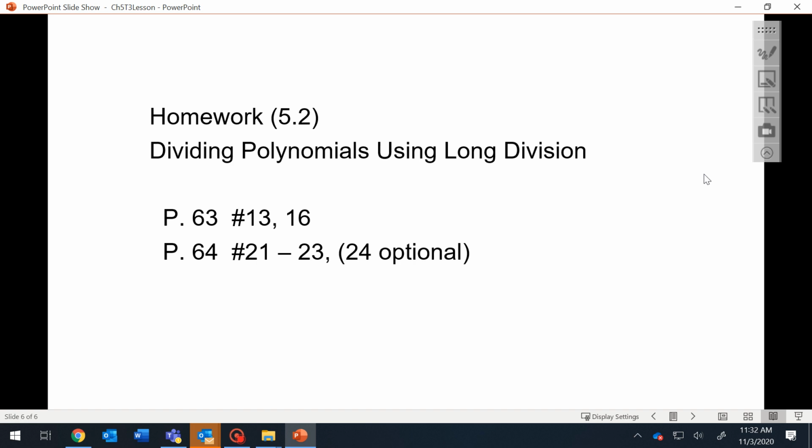Alright, so the homework, dividing polynomials using long division, page 63, numbers 13 and 16, and 64, 21, 22, and 23. 24 is optional.